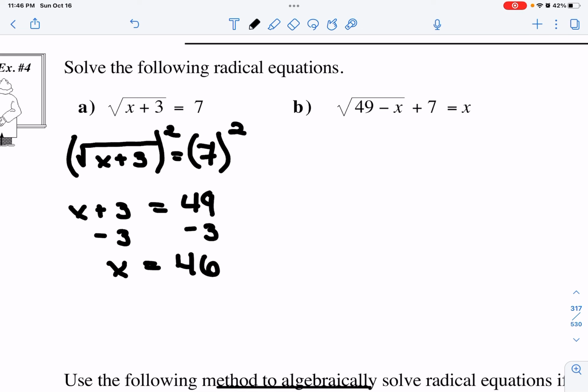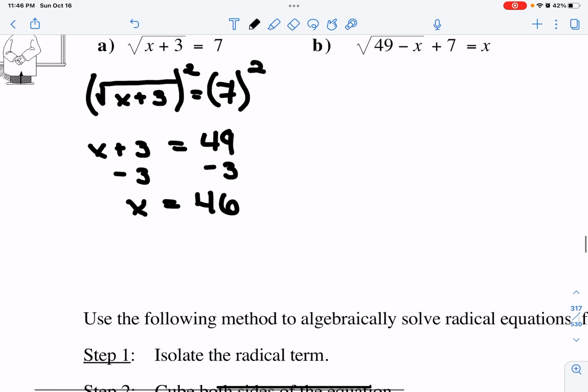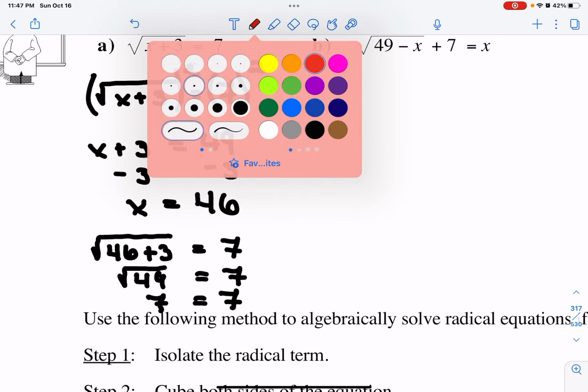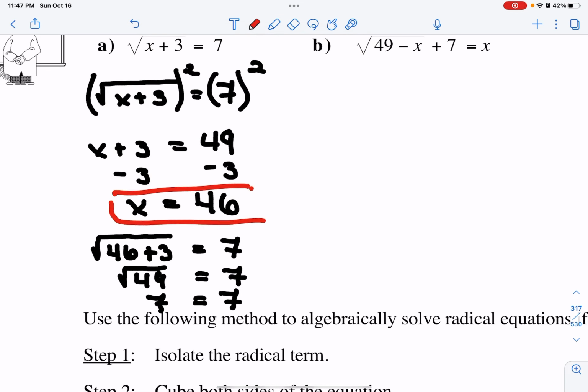Now, we have to verify that this is true. That's our last step. So if that's my x value, well, the square root of 46 plus 3, or x plus 3, is equal to 7. That's the square root of 49 is equal to 7. Therefore, the square root of 49 is 7, and 7 equals 7. Yes, we have verified that this is a proper solution to this radical equation.